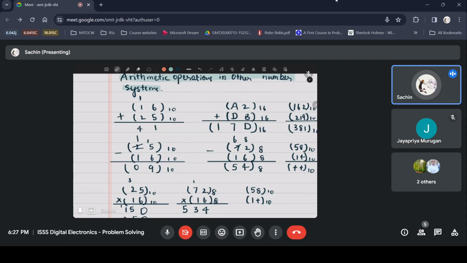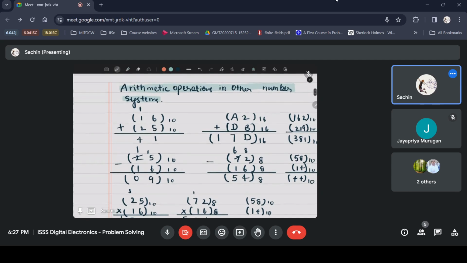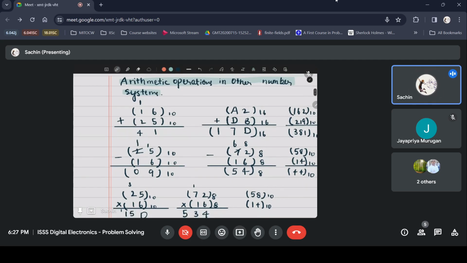Suppose you want to do the same thing in hexadecimal. You have two numbers, A2 base 16 and DB base 16. Now let's do the same operation. 2 plus B. B is 11, and 11 plus 2 is 13, which is D in hexadecimal. Okay, you get D. And A plus D.